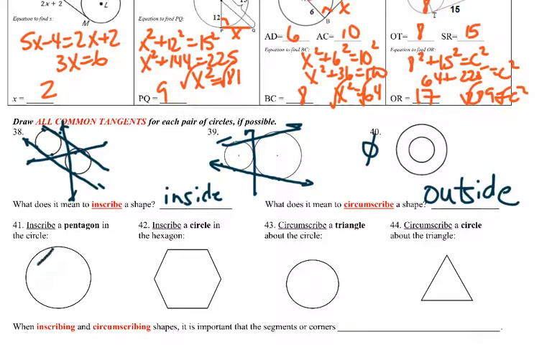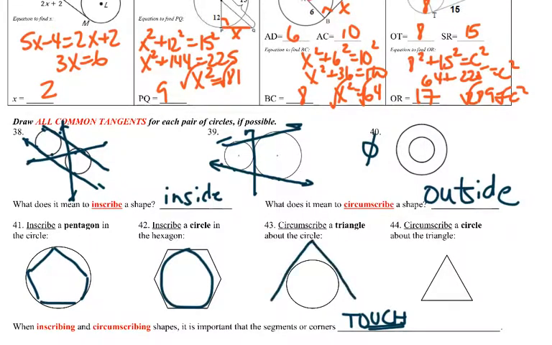Inscribe always means inside, and circumscribed is outside. To inscribe a pentagon in the circle means a five-sided shape inside, and we always want to make sure that the corners touch each time. Inscribing a circle in the hexagon would be the biggest circle you can draw, then circumscribing a triangle, and then circumscribing a circle. So all the corners are always touching.